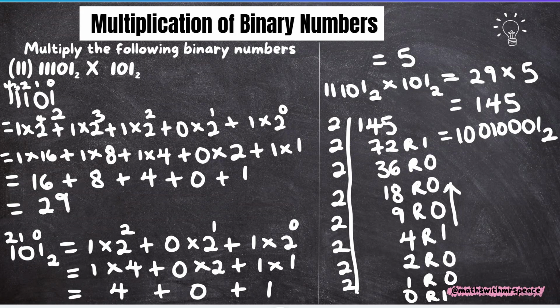So that's it on our lesson on multiplication of binary numbers. We have two methods: multiplying directly, or converting to base 10, performing your multiplication, and then converting your answer back to base 2. Feel free to use any method of your choice, whichever one you find easier to comprehend.